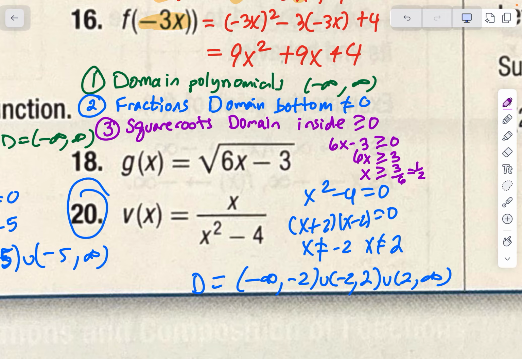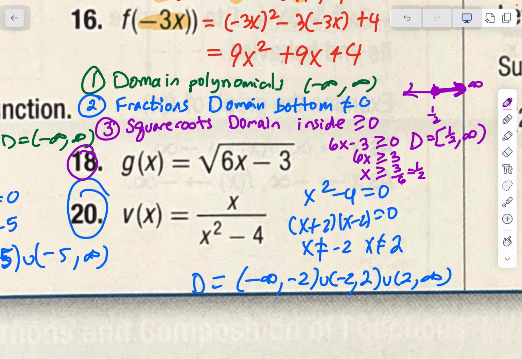So think on the number line. If I say x is greater than or equal to 1/2, it would be shaded to the right. So your answer follows that number line. It's the exact same thing. So our answer for 18, our domain, would be from 1/2 to infinity.